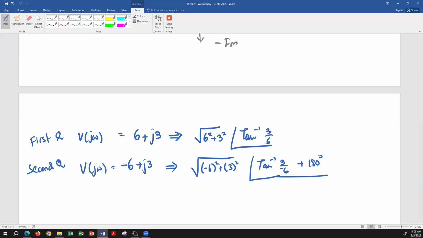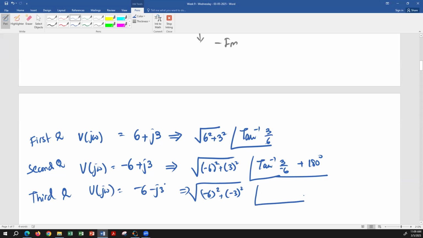And similarly, if you're in the third quadrant, remember magnitude is the same. The equation is not going to change. Let's say you have negative 6 minus j3. So magnitude will still be calculated as negative 6 square plus negative 3 square. So it's still going to be the same. Magnitude, of course, is an absolute value. That doesn't change. What about the angle? How are you going to calculate the angle for that?